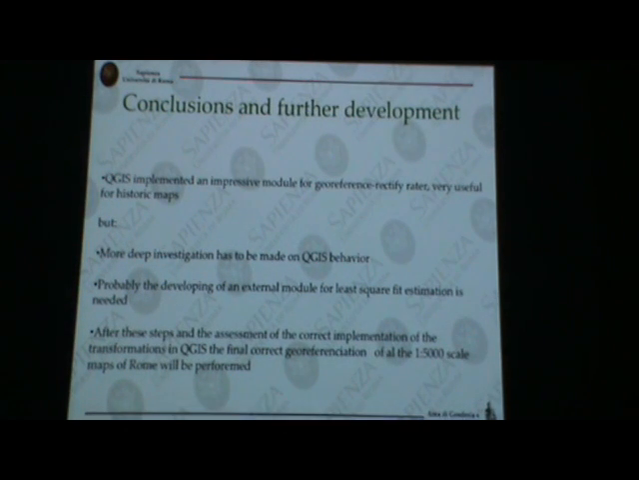In the future, what we can conclude is that this new QGIS plugin is very interesting, but we have to make a deeper investigation because there is something that doesn't work perfectly. Probably we'll develop an external module, as I said. After this step, when we are sure to have chosen the correct combination of points and algorithm, we'll have the accurate georeferencing of these maps.